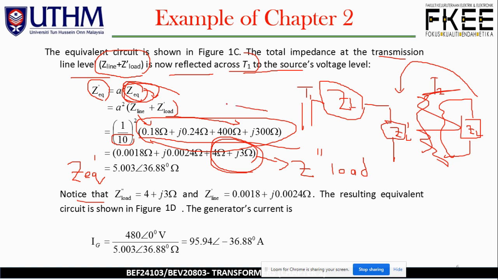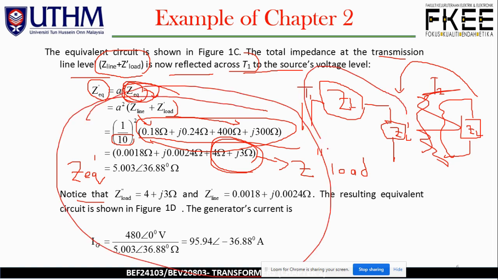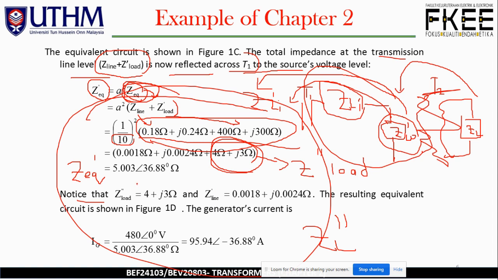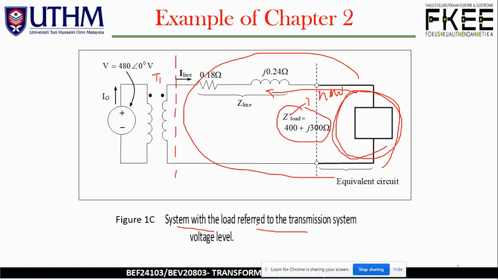So now in this whole process, this is the Z line, sorry, don't confuse the Z line with Z load. It is being transferred crossing T1 over here. So now Z line over here becomes Z line prime. So what about Z prime load? Over here, it becomes Z load double prime. Here, Z load double prime and Z line prime. And the resulting equivalent circuit is shown in figure 1D. The generator's circuit is simply like here.